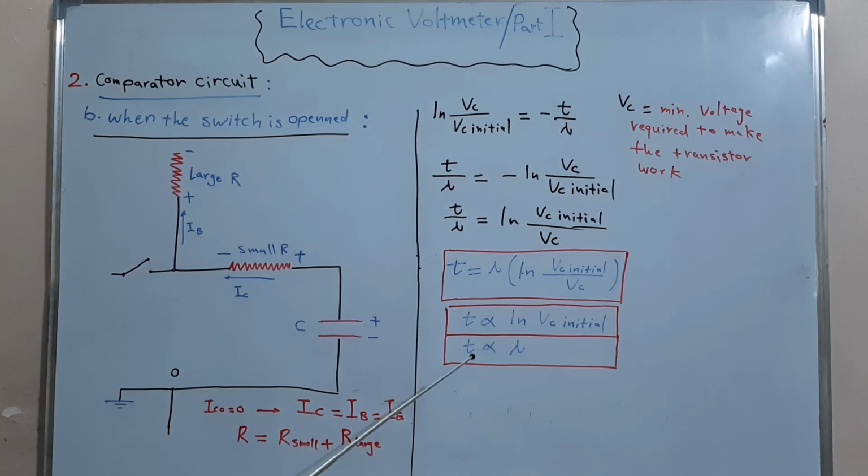And that explains why we used a large resistor in the emitter circuit, so that it will result in a larger time constant of discharging, and that will result in a larger time of discharging, and that will lead to a greater sensitivity of the voltmeter.